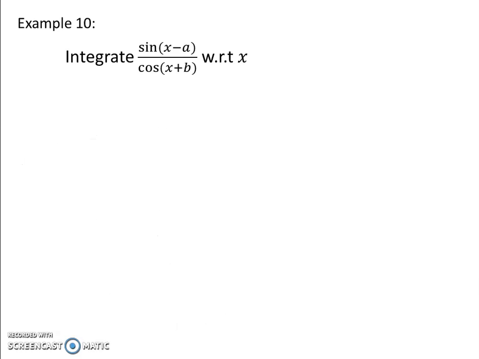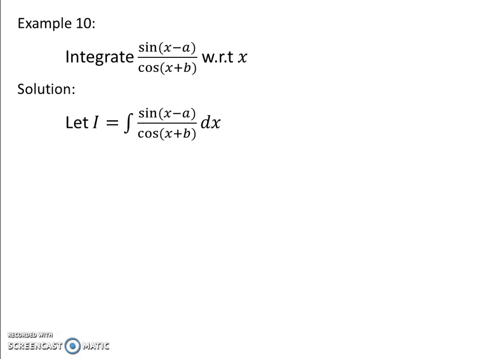Integrate sin(x − a) divided by cos(x + b). There is nothing to substitute in this problem, because substituting would be very difficult. But if you observe, the numerator is sine of some function, sin(x − a), or sin of (a − b) if you can say, and it contains the cos term also. So we will try to adjust the denominator's angle in the numerator.